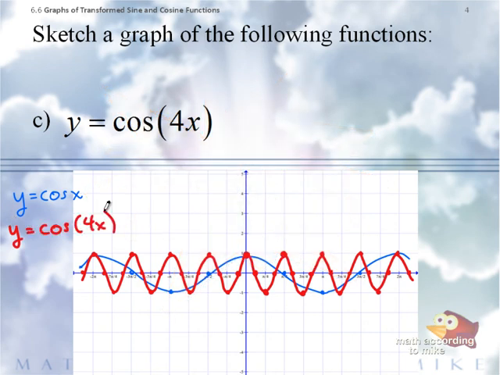So, as predicted, B affects the period in general. The period of either of those two general form functions would be 2 pi divided by the absolute value of B. That's your period.